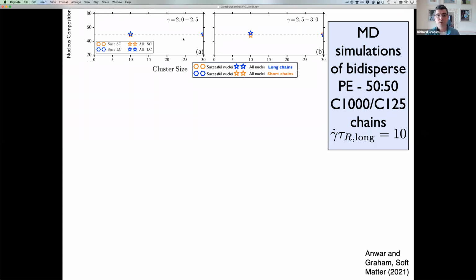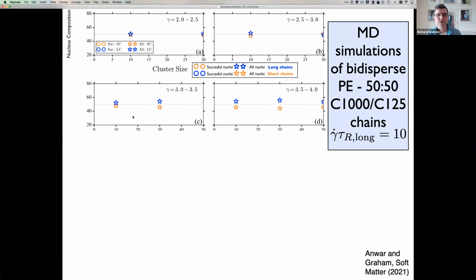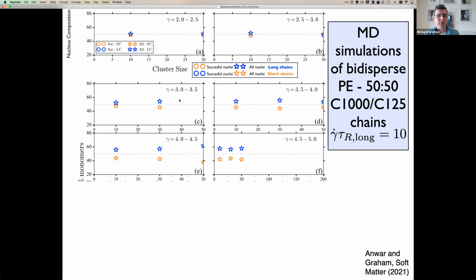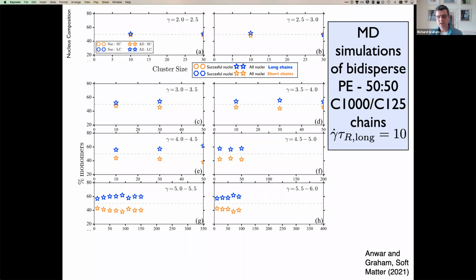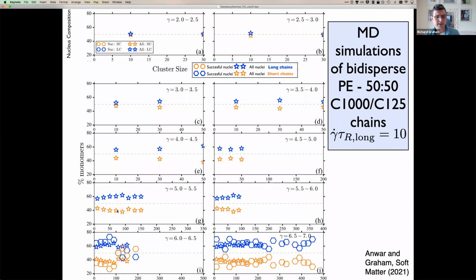Then we go a bit further through the flow. Again, not seeing much separation. Further still, we start to see larger nuclei and the separation starts to emerge. So now we're just essentially running through time or strain, if you prefer to think of it that way. And as the calculation goes on, as the simulation goes on, we start to see a systematic separation emerge. So this is the melt concentration. This is the concentration of long chains in the nuclei that we're seeing. This is the concentration of short chains. And as the strain develops, this separation gets wider.